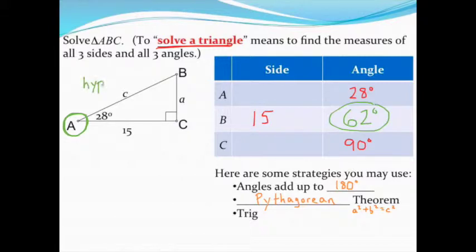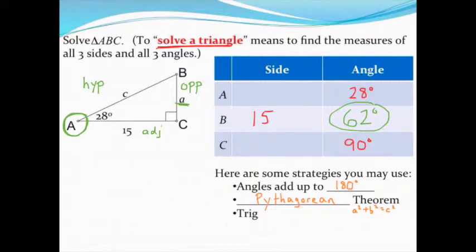Side C is called the hypotenuse. It's the longest side across from the right angle. Side A is called the opposite side because it's across from the angle I'm looking at or standing at. And then the side next to it, the 15, is the adjacent side. Once again, you have a choice to make, whether you find side A or side C first, and it doesn't really matter. I suppose let's go alphabetical and find side A first.